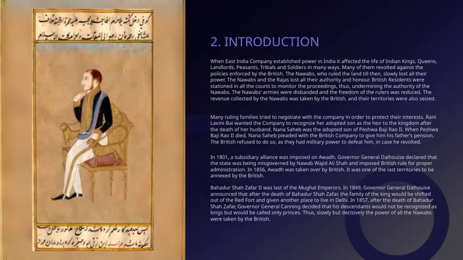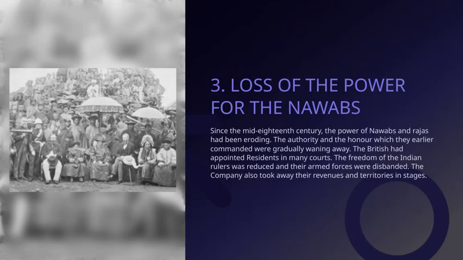This marked a clear shift. Power was being taken away from the Nawabs and Mughal rulers, consolidating British dominance over Indian territories. As we move to Slide 5, let's discuss the loss of power for the Nawabs.